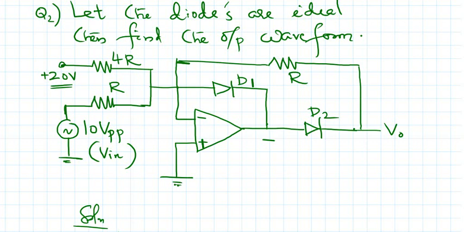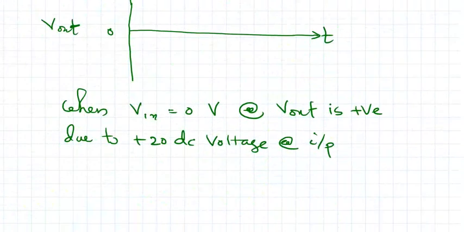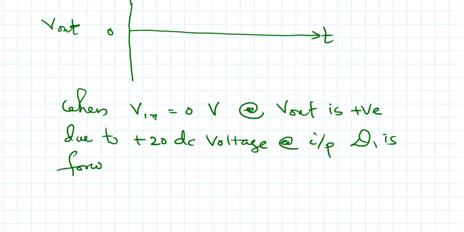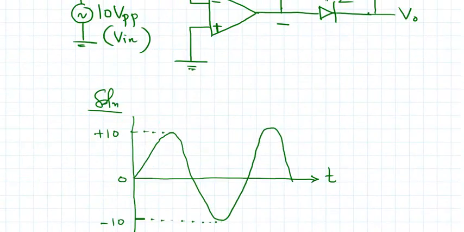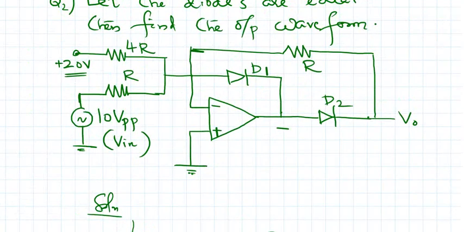So at that condition diode D1 is in forward bias, D2 is in reverse bias. Okay, so D1 is forward and D2 is reverse. So D1 is forward means D1 acts as a closed switch, and D2 acts as an open switch. D2 എന്ന് പറയുന്നത് open switch ആയിട്ട് ആക്ട് ചെയ്യും.